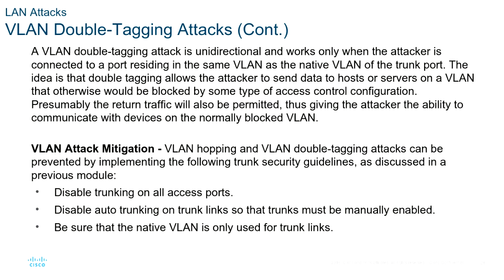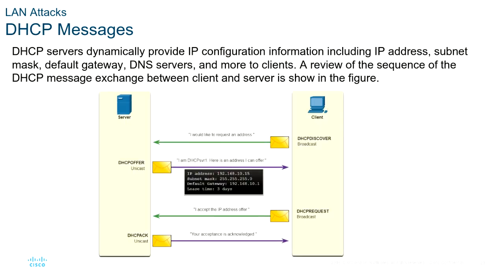So in VLAN attack mitigation, we want to reduce these threats. So disable trunking on all access ports. Don't use VTP. Disable auto trunking, no negotiation: switchport nonegotiate. Make sure the native VLAN is only used for trunking links, because if he can get access to a native VLAN, he can double tag. All right, so let's not have any of that.